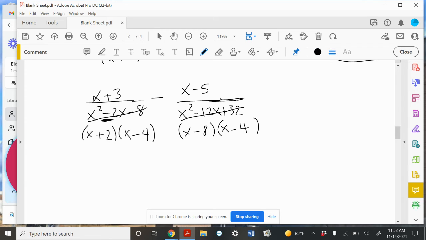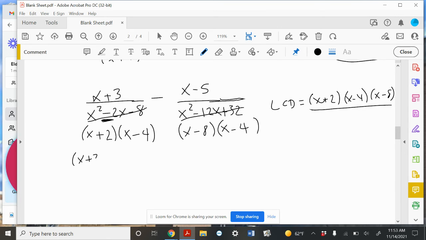Now I can look at the common denominators. So my lowest common denominator, this first one needs an x plus 2, x minus 4. The last one needs an x minus 4, which it already has, and an x minus 8. So now I have those three things that are my lowest common denominator. So the first one needs an x minus 8.